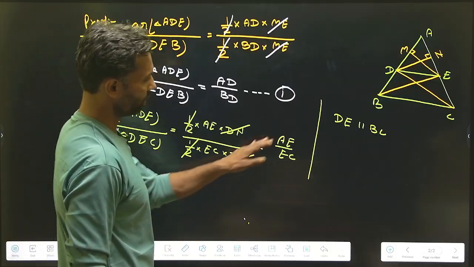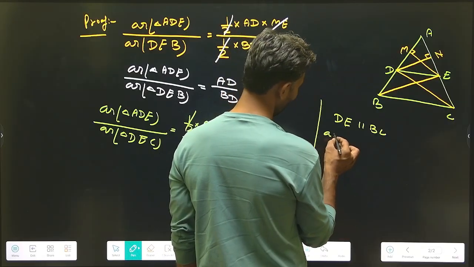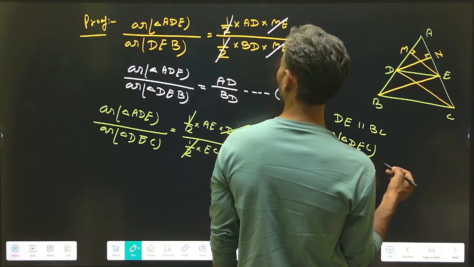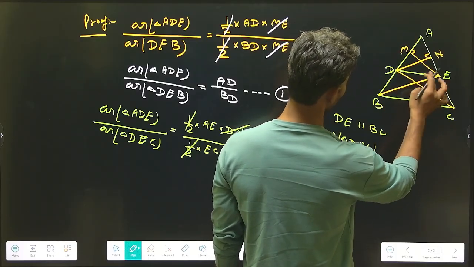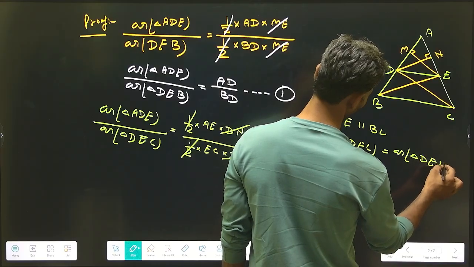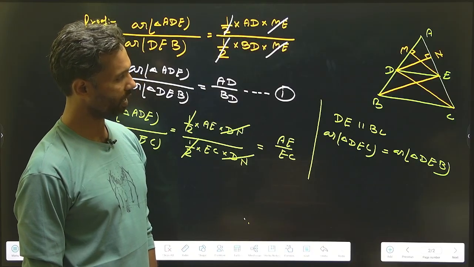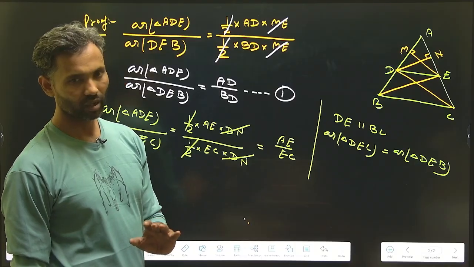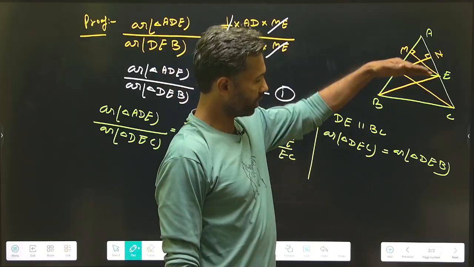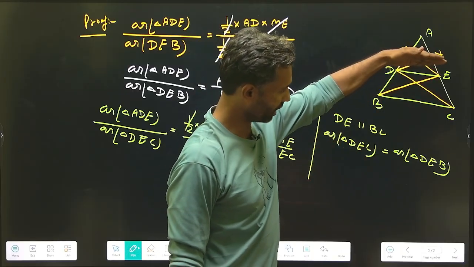So DE is parallel to BC, students. There are two triangles. One triangle is triangle DEC, another triangle is triangle DEB. Can you say that the areas of these two triangles will be equal? Why equal? Because we have already studied that if two triangles are drawn on the same base between two parallel lines, you can see these two triangles are situated between two parallel lines DE and BC.